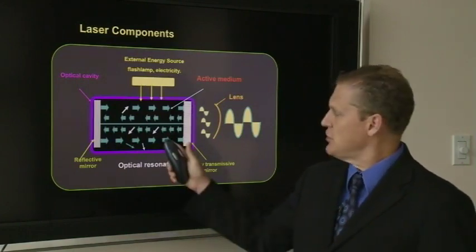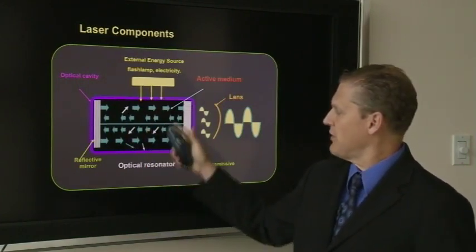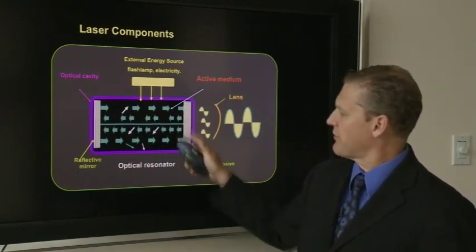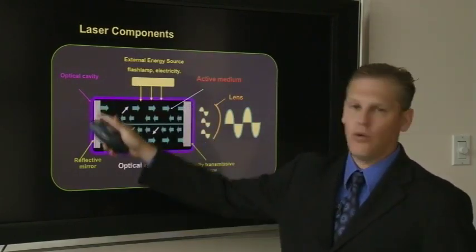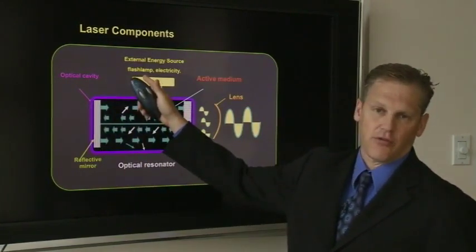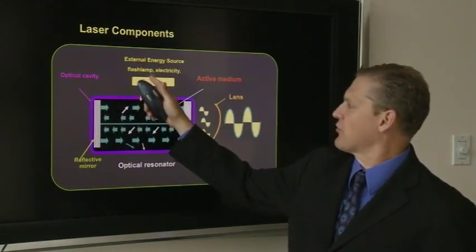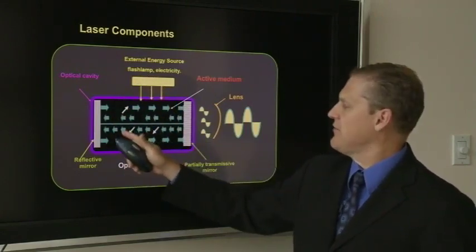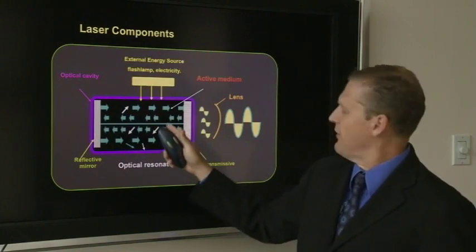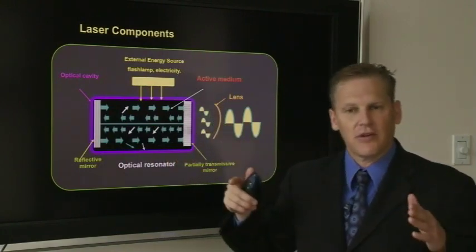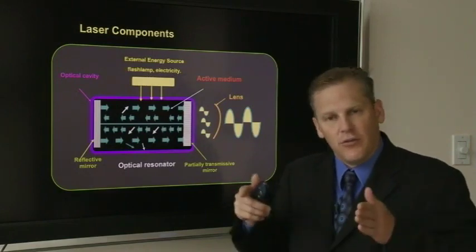These are the media that create the photons. But inside this tube you will find all the photons, and these photons are going back and forth, and there is a partially reflective mirror on one side and a totally reflective mirror on the other side. When you have an outside energy source, a flash lamp or electricity stimulating this increase of photons, eventually they get to a high enough level that they can be released, and through a series of lenses the laser light can be focused into a beam.